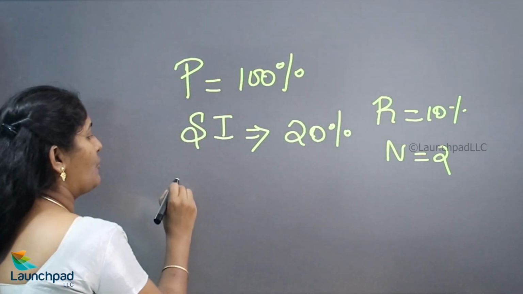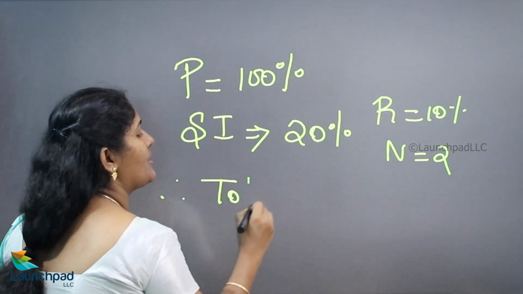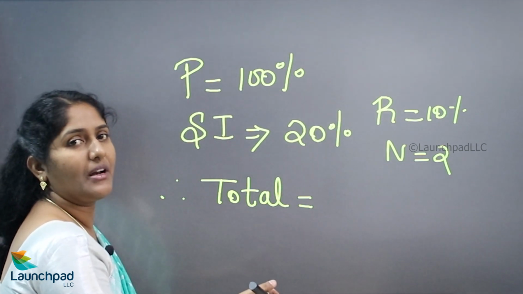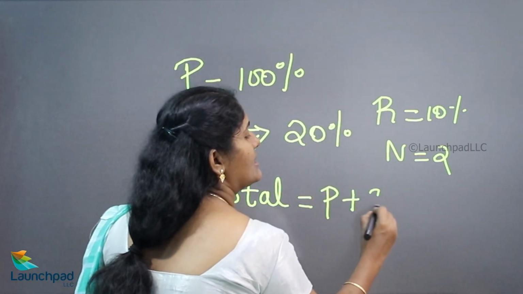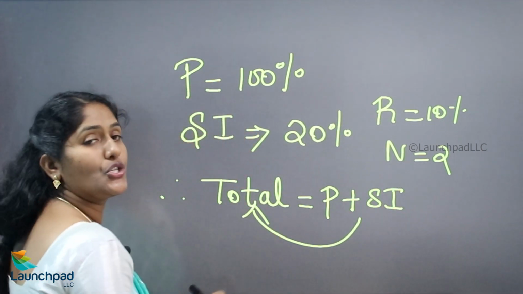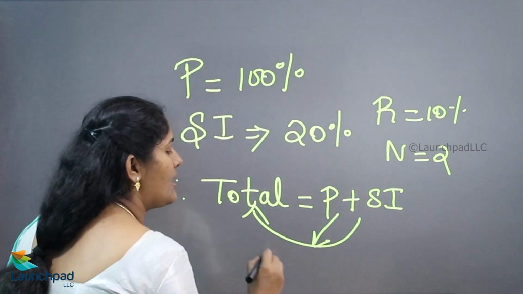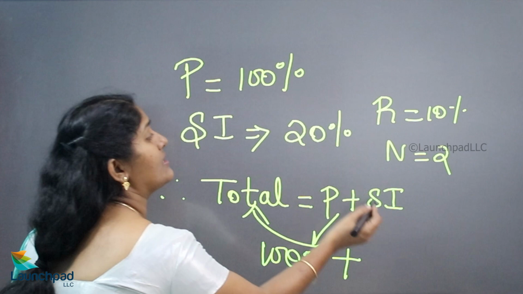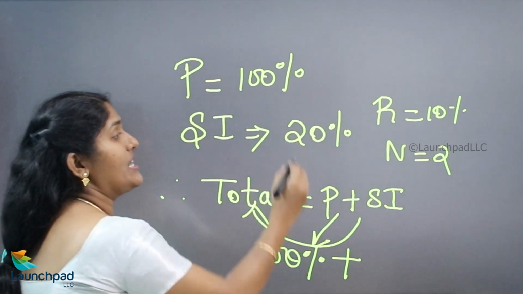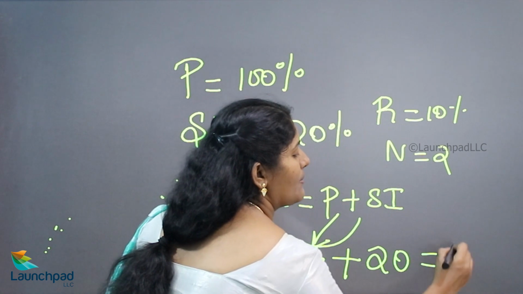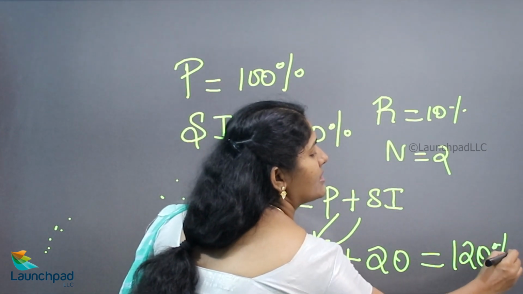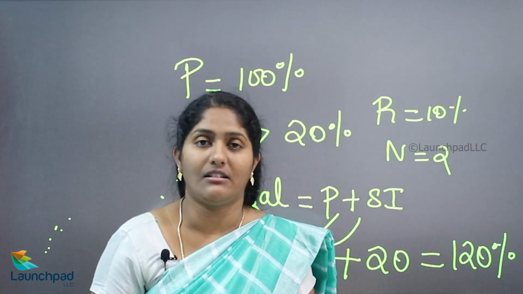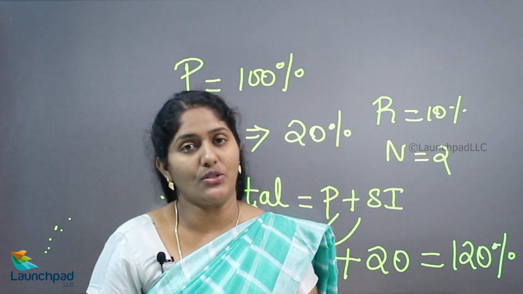20%. Therefore, your maturity amount, that is the total amount at the end of the number of years, principal plus SI, is called the total maturity amount. What is your principal? In percentage, it will be 100%. What is your SI? For example, here I am taking SI as 20% for 2 years. So, the maturity amount will be 120%. By using the percentage method, we can easily calculate the questions. We can see the questions one by one.